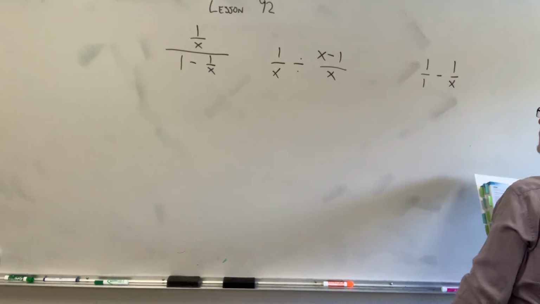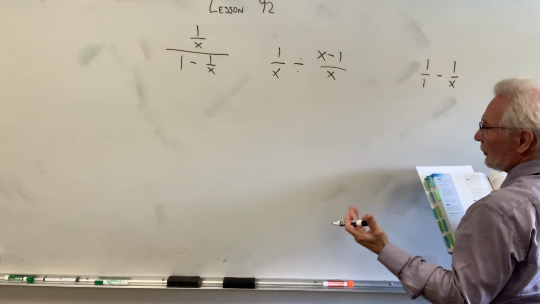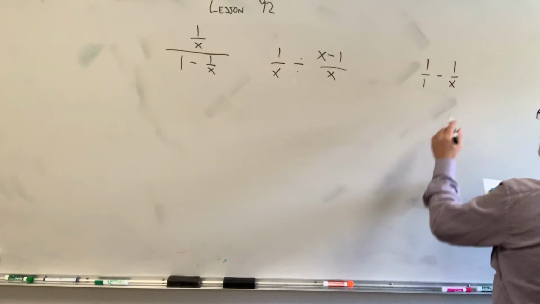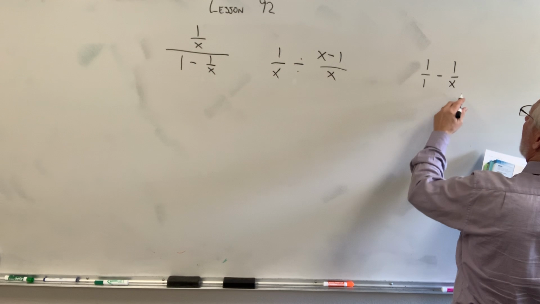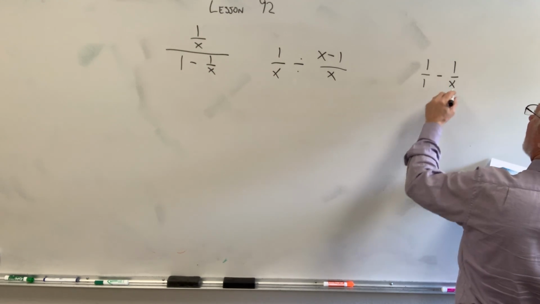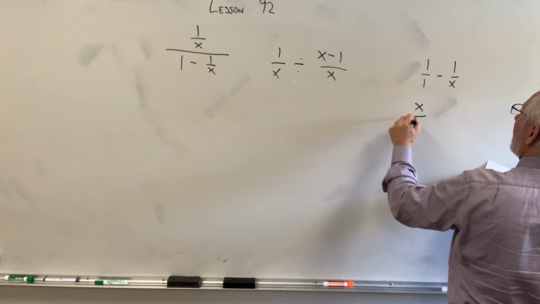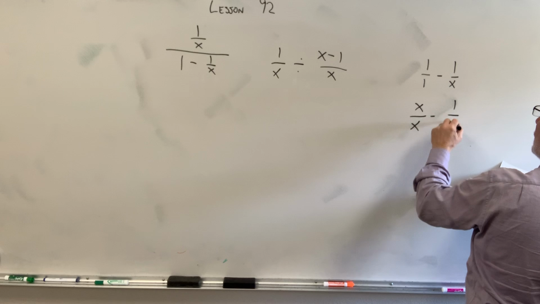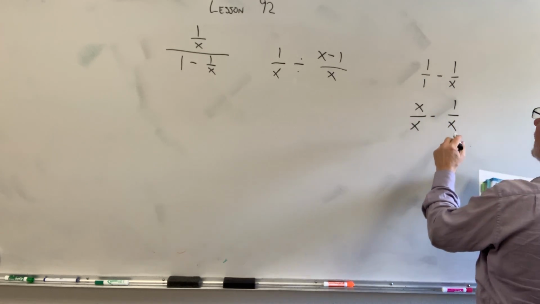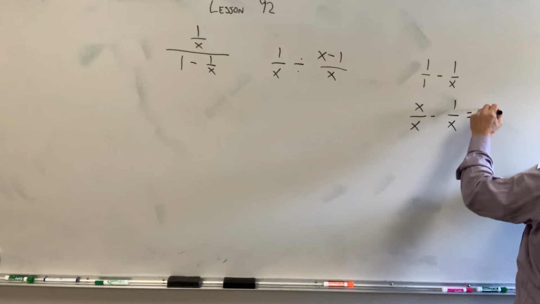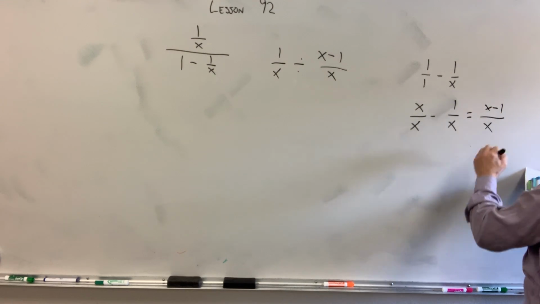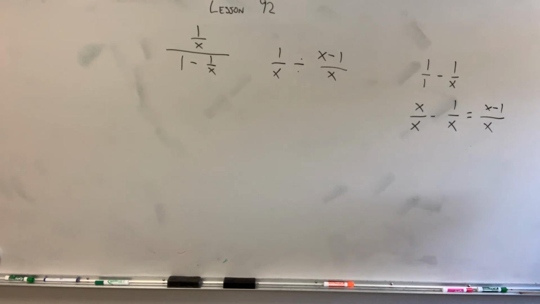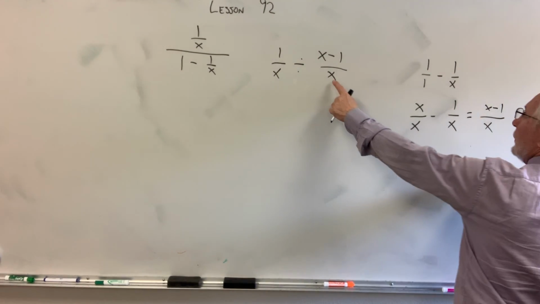Now, in order to do that type of problem, any type of adding or subtracting of fractions, you have to have a common denominator. In this case, the common denominator is going to be x. So we will multiply both of those. So we get x over x minus, and then we multiply here, 1 over x. And we end up with, as you can see, x minus 1 over x. And that's where we got this right here. So take a good look at that, see how we got that. Okay, you'll have to do that again later.